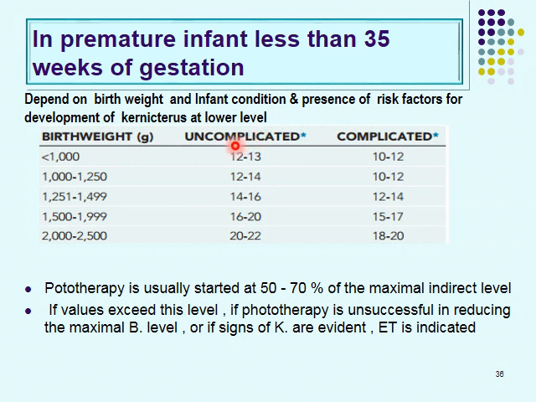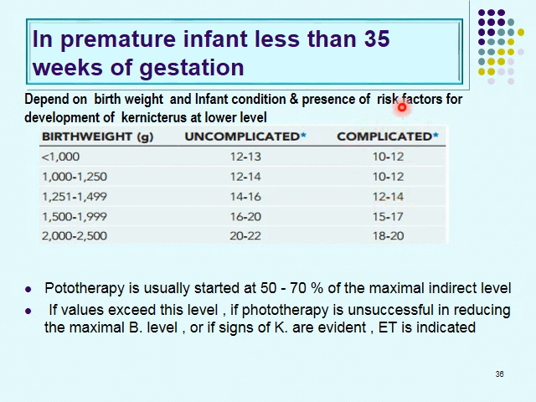Uncomplicated means having no other problems, septicemia, hypoxia, acidosis. Complicated if it is associated with these factors, which are called the risk factors that lead to development of kernicterus at lower bilirubin level. I mentioned it multiple times: septicemia, hypoxia, acidosis, and so on.